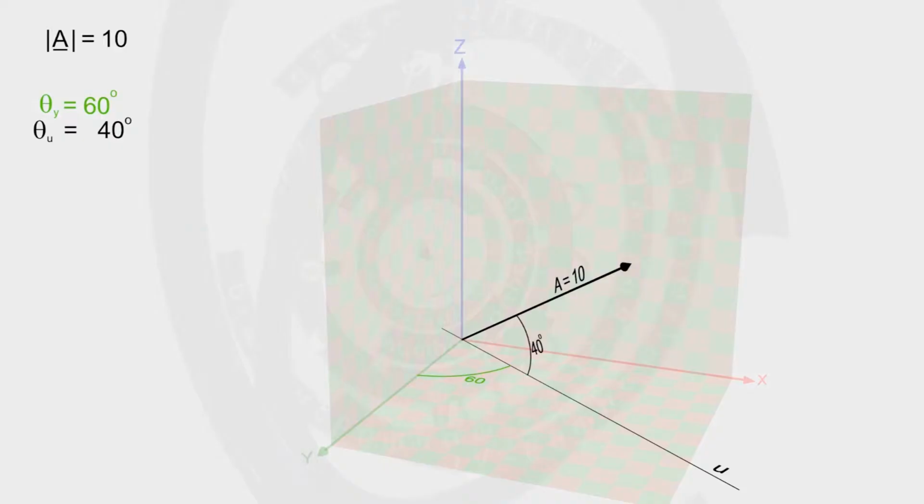Sometimes, vectors are represented in a different way. This vector, for example, makes 40 degrees with its shadow in the xy plane. And the shadow of this vector makes 60 degrees with the y-axis.